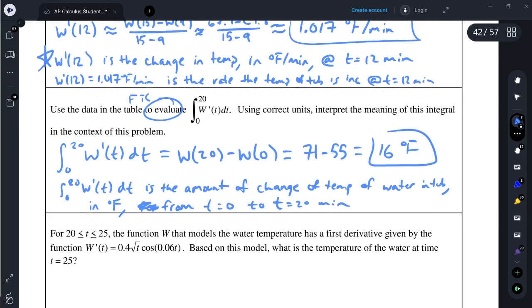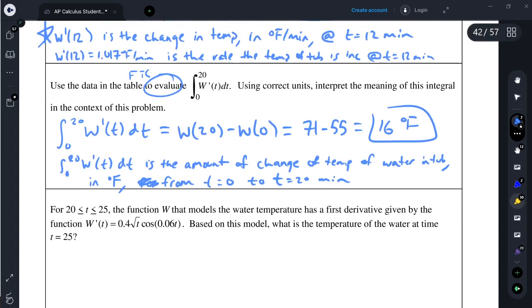So that's a big thing. We're going to just do it over and over and over again. And you're kind of just always looking for the integral, then the amount of change, then of what it is, then units, then from time. So it's always just that pattern.